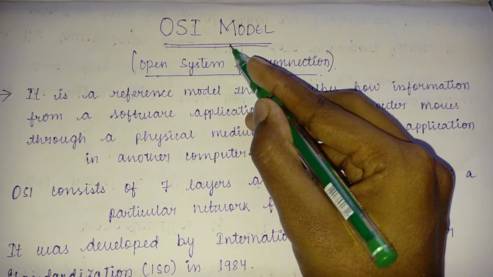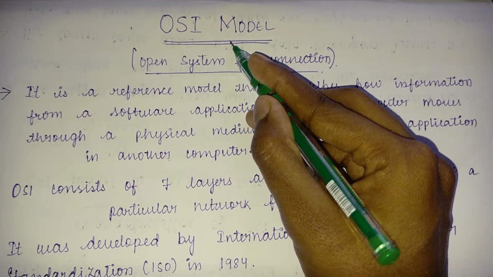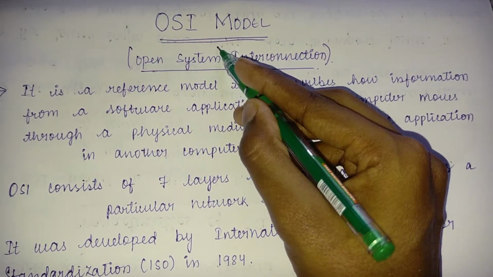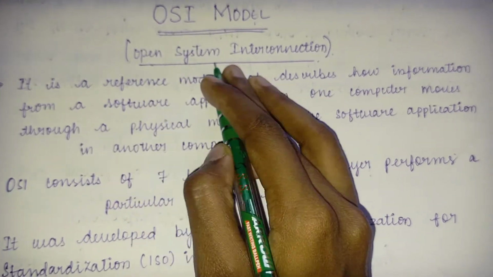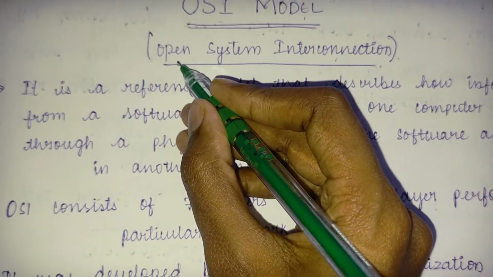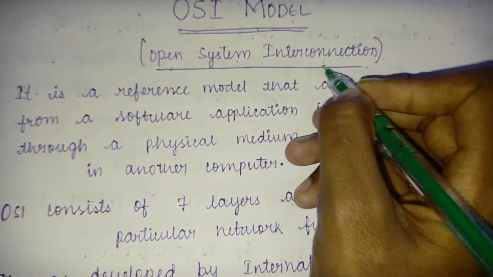Hello everyone. So our next topic is the OSI model in computer networks, in Unit 1 JNTU. OSI is nothing but Open System Interconnection.